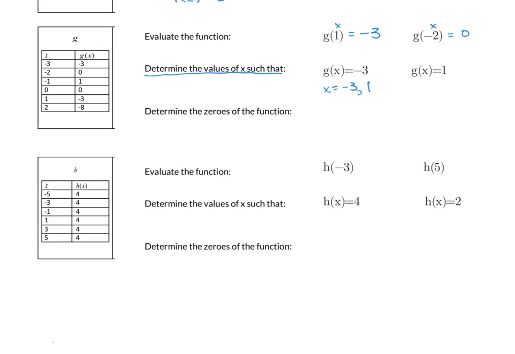All right, let's go ahead and look at g of x equals 1. Again, I want to find where 1 is in our g of x column. We have it right here. We get x equals negative 1.